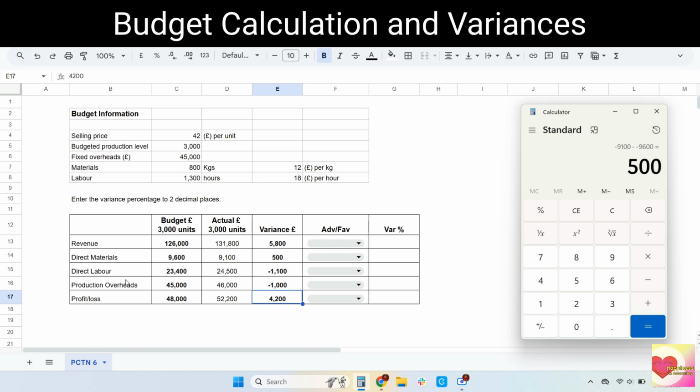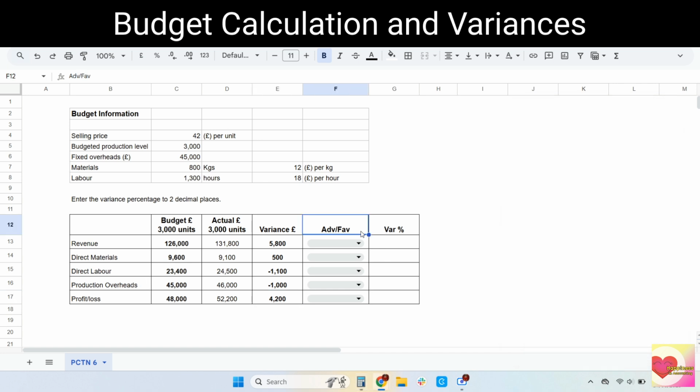To make it simple, all you have to remember is these two, the revenue and profit or loss variance, are calculated as actual minus budget, and that's it. That's the easiest way to remember it, and it means the remaining are calculated the opposite way.